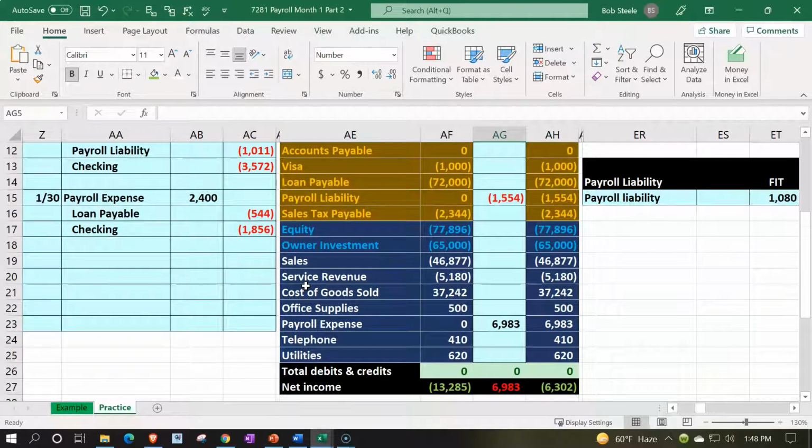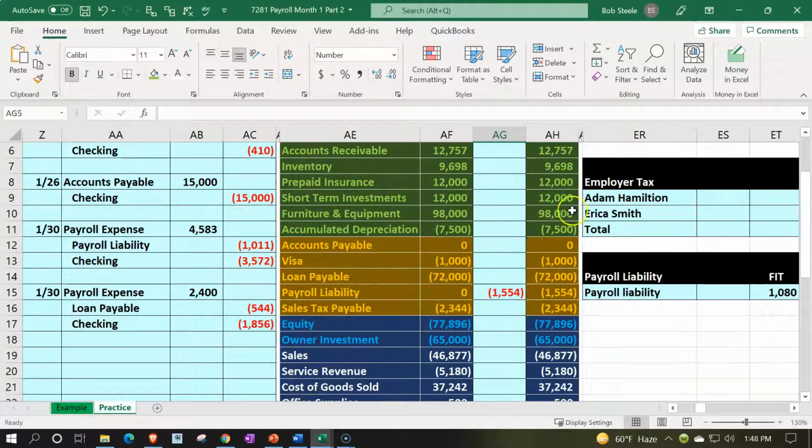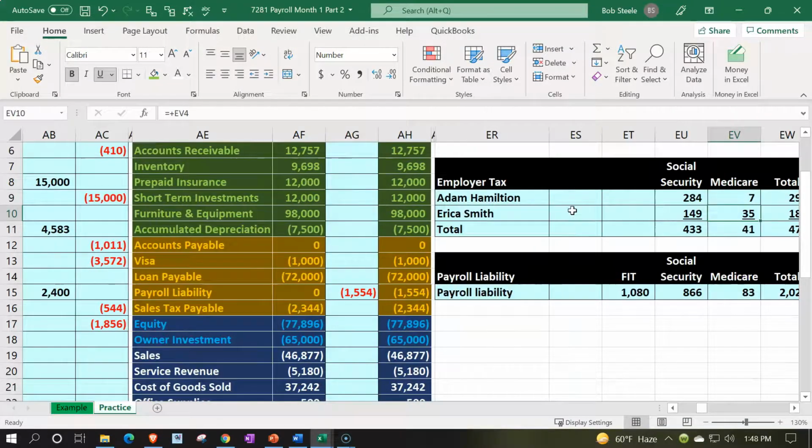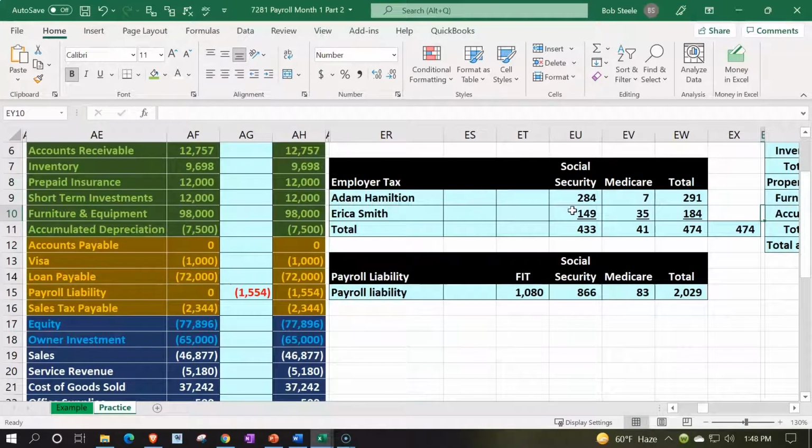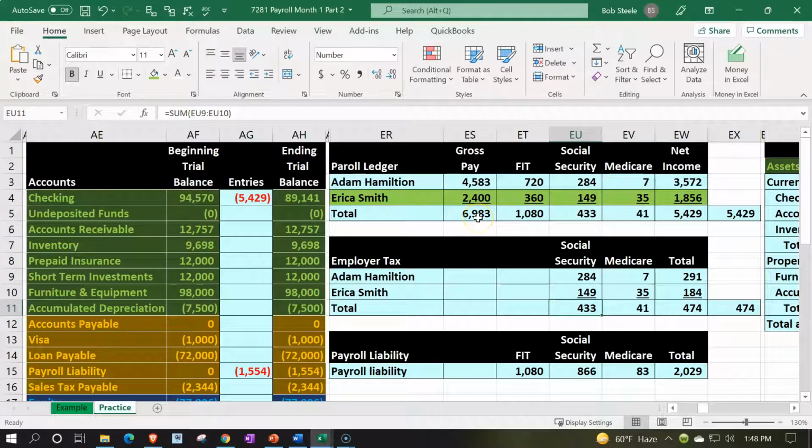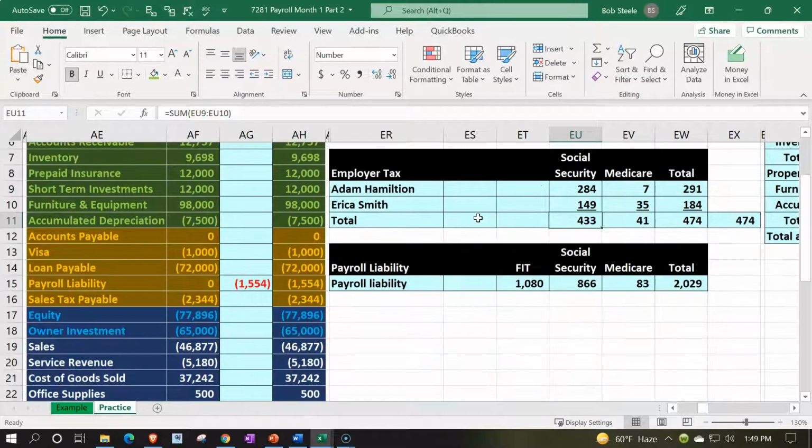Then as we generate the payroll, we're going to have our payroll liabilities that are accumulated upwards. These are the payroll taxes that we have. These are taxes that we have to pay over and above the employee payroll. So you might break them out then into a separate expense account called payroll taxes.